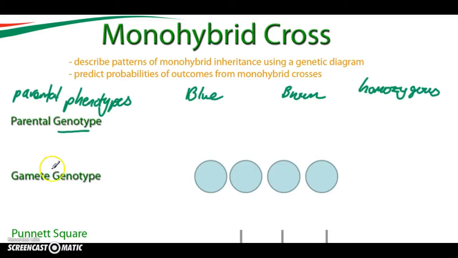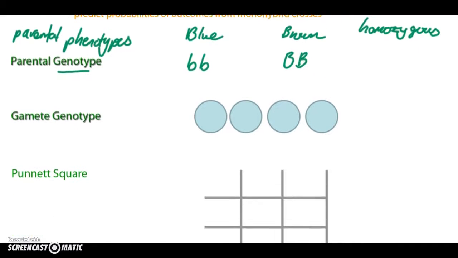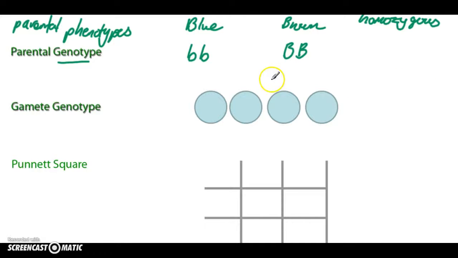Now, I've got these in an order down the left-hand side of the page. You need to label them as you do your work. So the parental genotype for our homozygous parent will be little b, little b. Both alleles, we represent them as lowercase because they are recessive to brown. Brown eyes, homozygous, big B, big B. So the parent, all of their body cells, contain these two alleles.